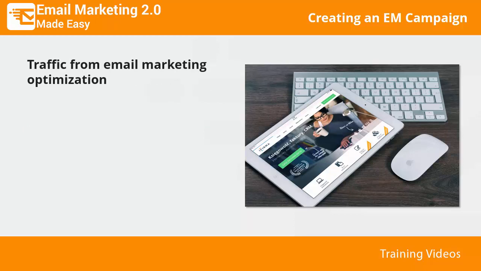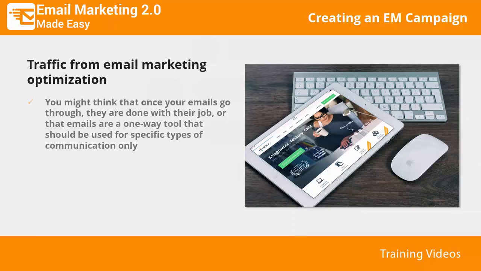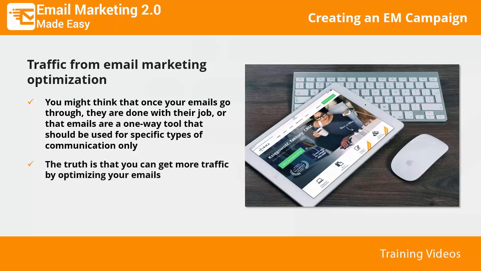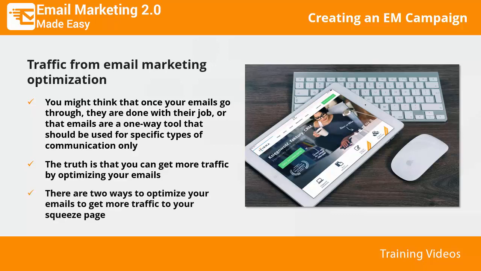Traffic from email marketing optimization. You might think that once your emails go through, they are done with their job, or that emails are a one-way tool that should be used for specific types of communication only. The truth is that you can get more traffic by optimizing your emails. There are two ways to optimize your emails to get more traffic to your squeeze page. The first way is by including social sharing and forwarding buttons on your newsletters.